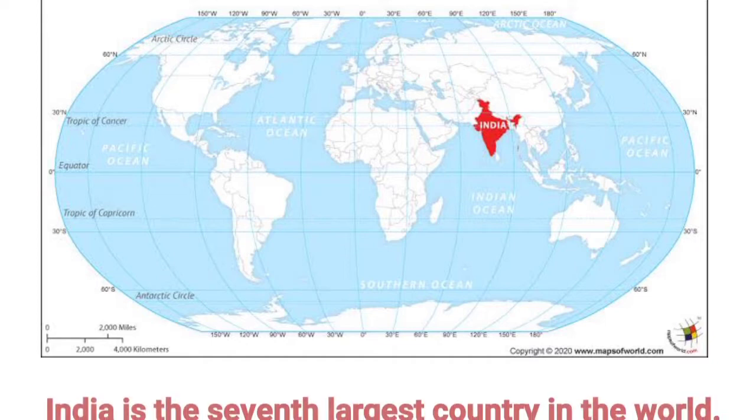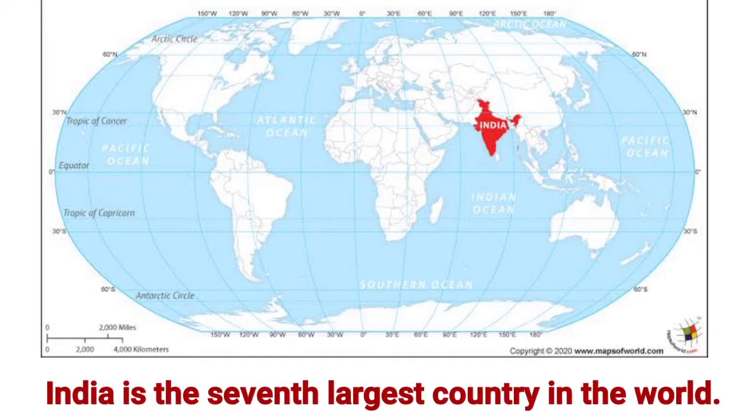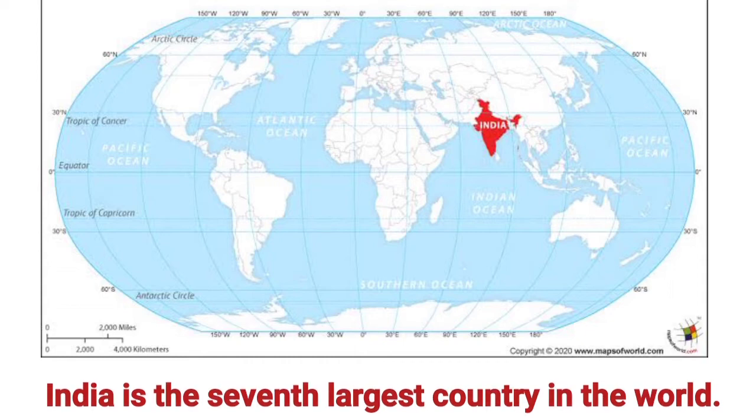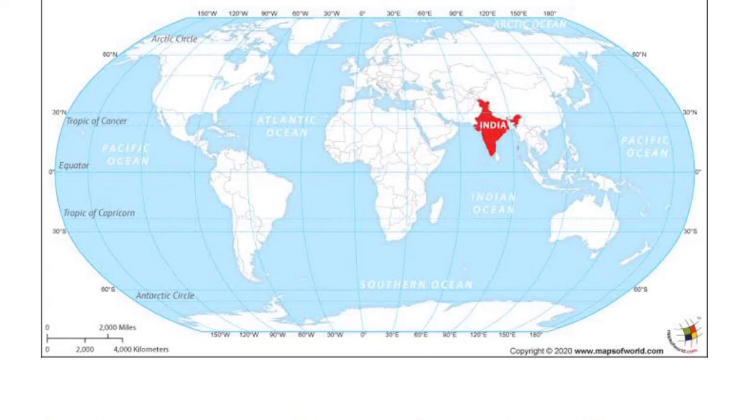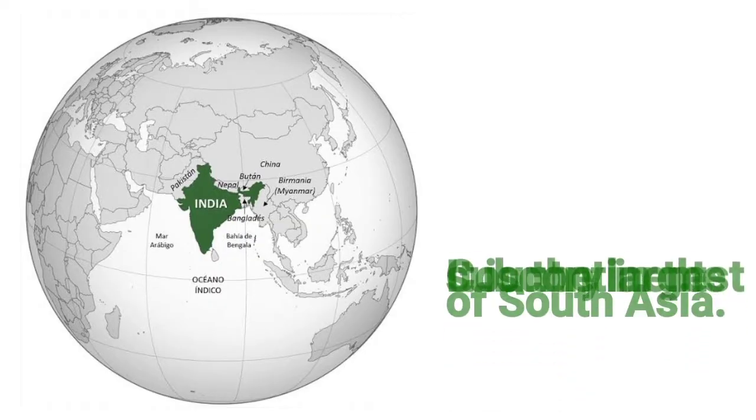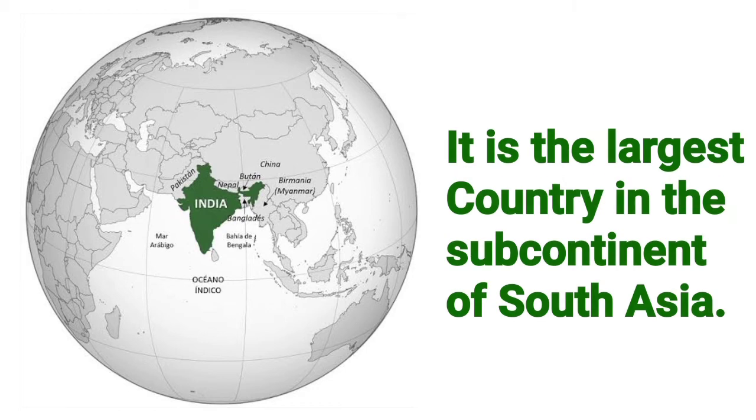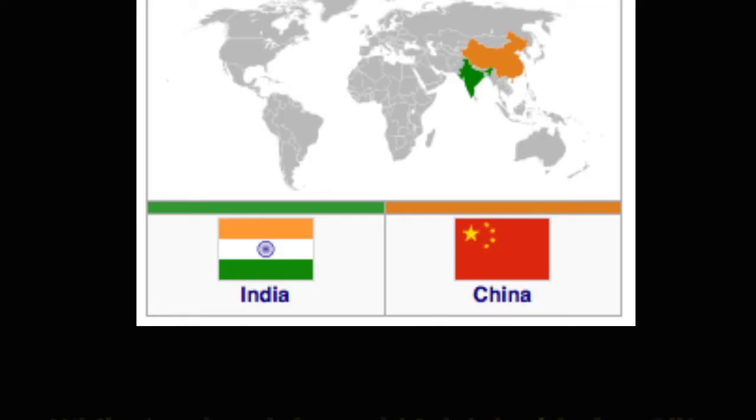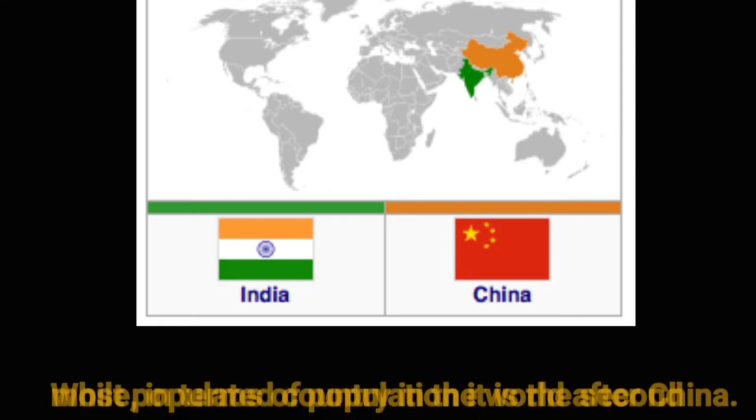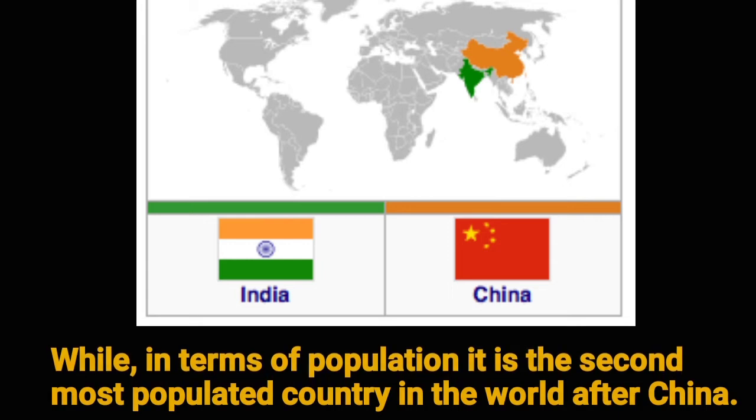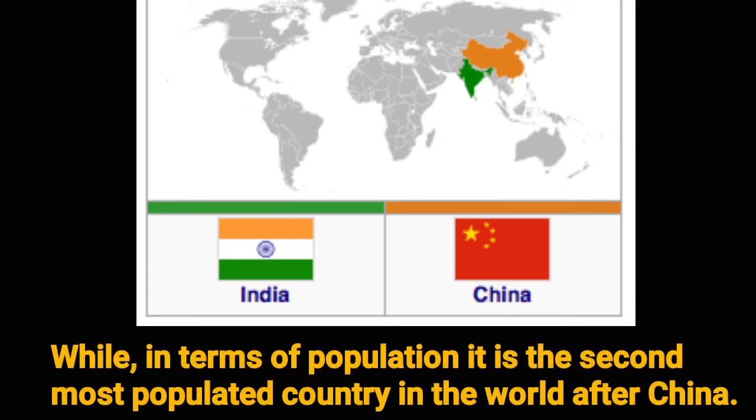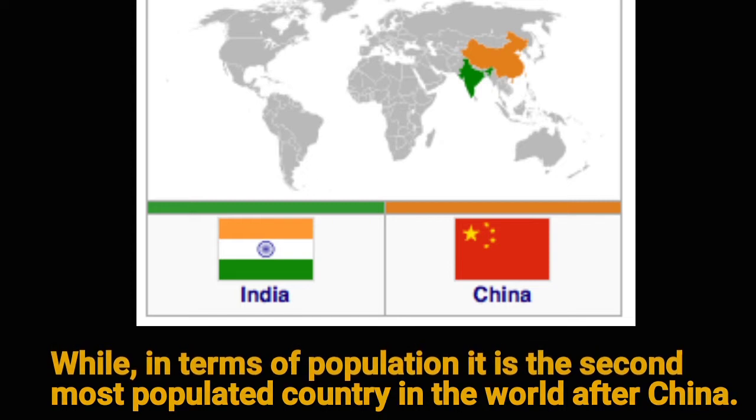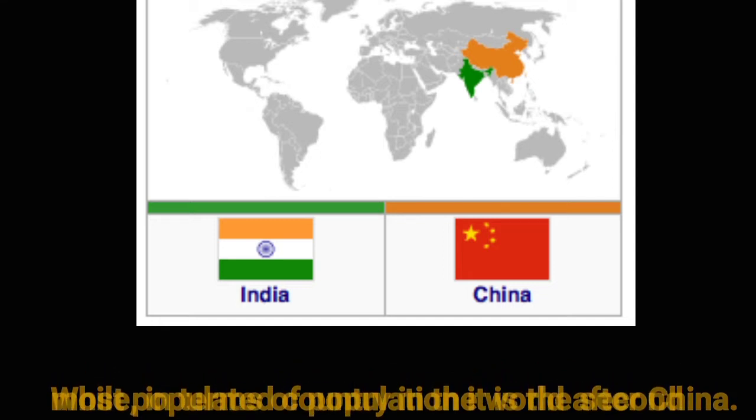India is the 7th largest country in the world. It is the largest country in the subcontinent of South Asia, while in terms of population, it is the second most populated country in the world after China.